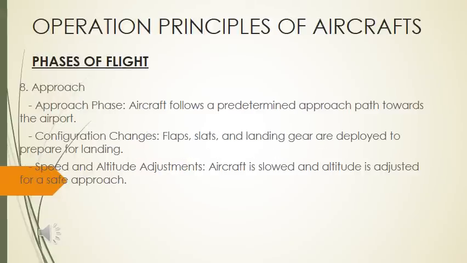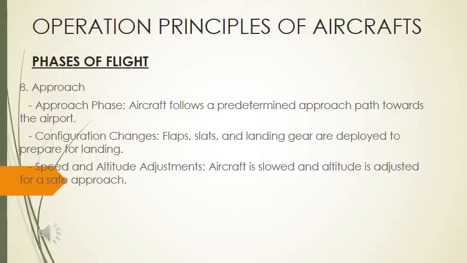Number 8, the approach. We have the approach phase, configuration changes, speed, and altitude adjustment. For the approach phase, the aircraft follows a predetermined approach path towards the airport. And then configuration changes. Flaps, slats, and landing gear are deployed to prepare for landing. Now I talk about spoilers, flaps, and slats, and stuff like that help to reduce the speed by increasing drag. So they are deployed to prepare for landing.